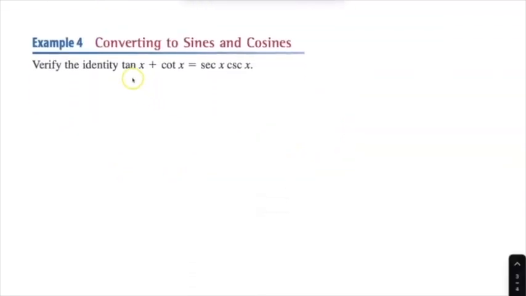Okay, the next one, we have tan plus cotan equals secant times cosecant. So this is one where nothing is squared. I have nothing to work with. I would do what it says here. I would change everything to sine and cosine. I might work on both sides a little bit here.